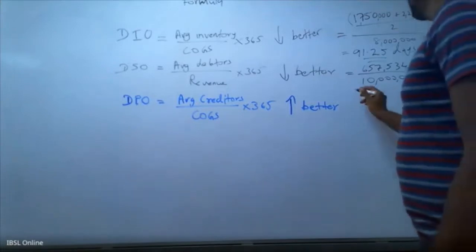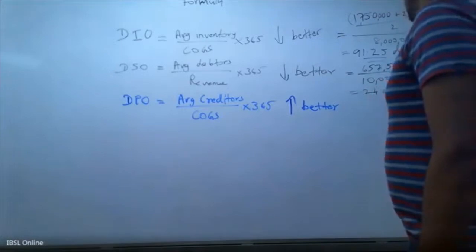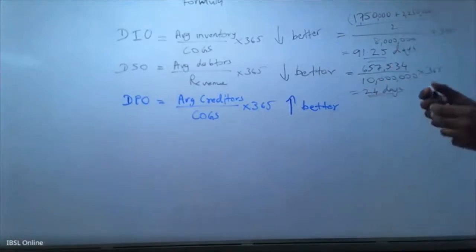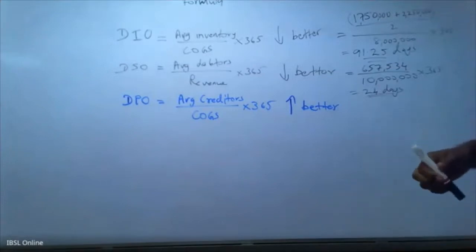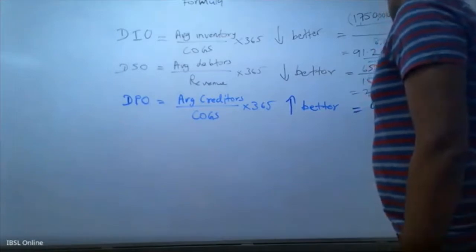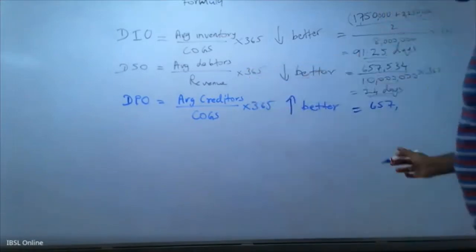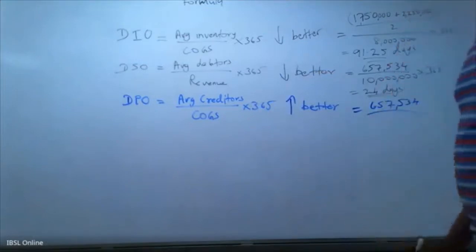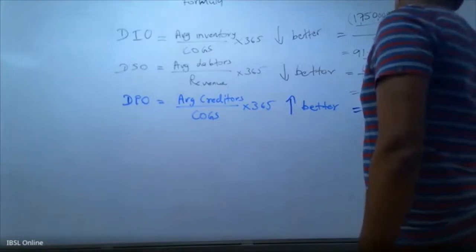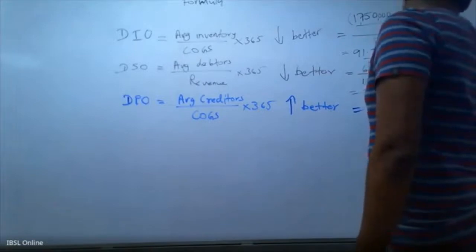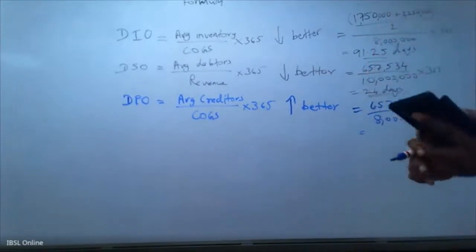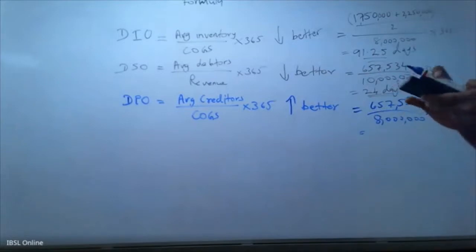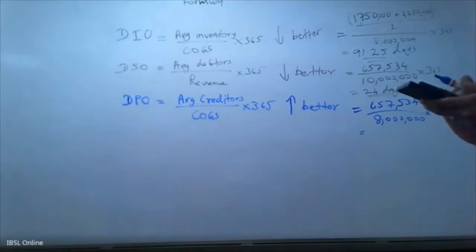That's 24 days. Yes. And your days payable outstanding, average payable, let's say 657,534. Coincidence, huh? Average debtors and average creditors are the same. Pure coincidence. Average creditors divided by the cost of goods sold is 8 million. Days. Pardon? 30 days, yes.